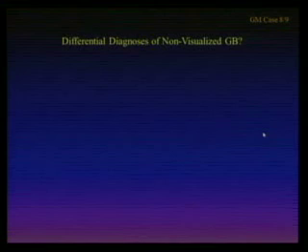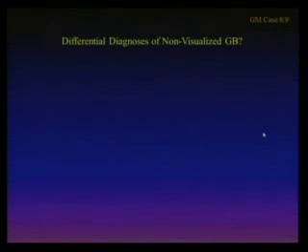And then the next question, cousin. So when you do not see the gallbladder, what's your differential? Okay. What else?